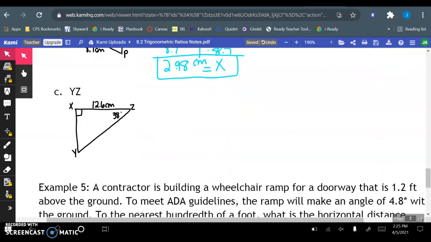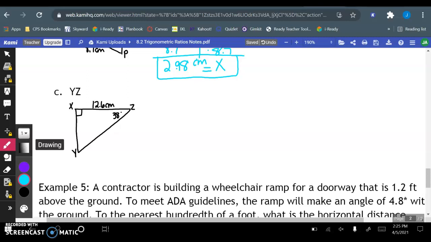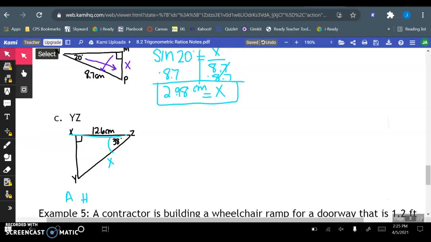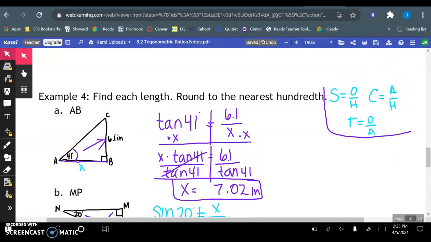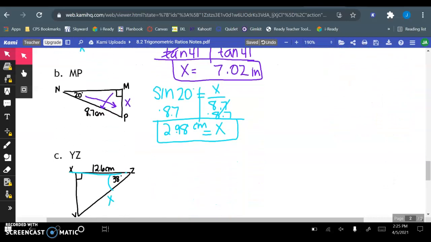All right. The other one here, we are given the measure of angle Z is 38. And we need to figure out what YZ is, which would be right here, and that is the hypotenuse. So we have hypotenuse that we have to use. We're using this angle, and then this would be adjacent. So we have adjacent and hypotenuse. So if I go back over here, adjacent and hypotenuse is the cosine.